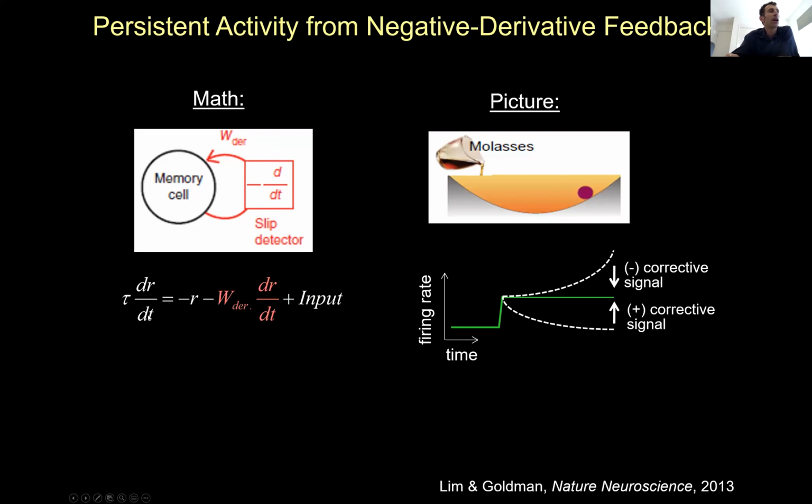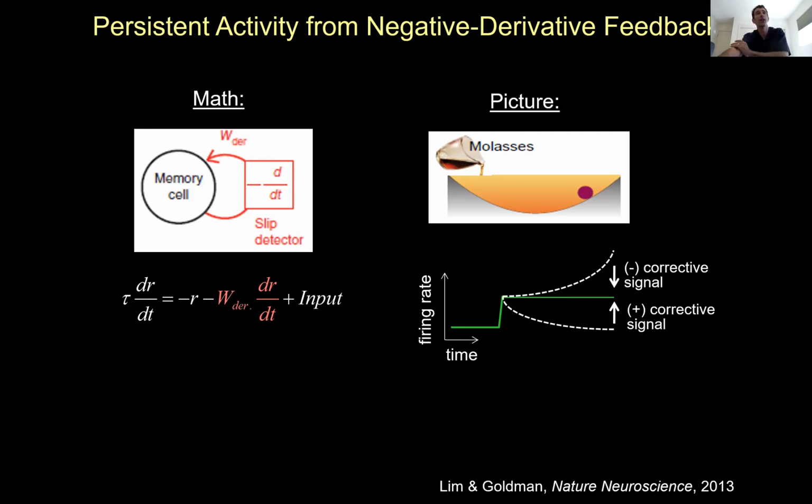Now if we take our garden variety simple linear model of a neuron, tau dr/dt equals minus r plus its inputs, now we have a negative derivative feedback input. And you can very quickly see that negative derivative feedback on the right is mathematically equivalent to just increasing the time constant of the neuron. So this is how we can get very slow persistent activity: the strength of the derivative feedback corresponds to the time constant of the neuronal decay.